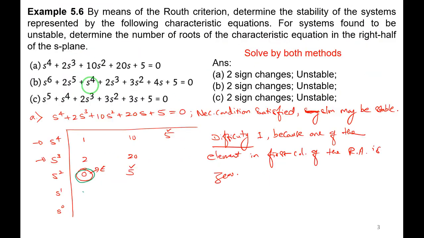Okay. I will solve one more problem. Part A is over. Next, I will take part B. Part C is homework for you people. You take this one as homework. Part B I will be doing now.